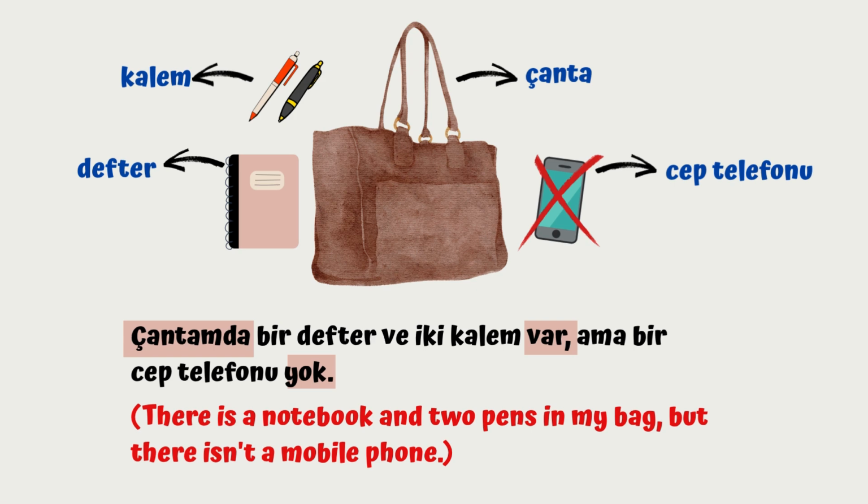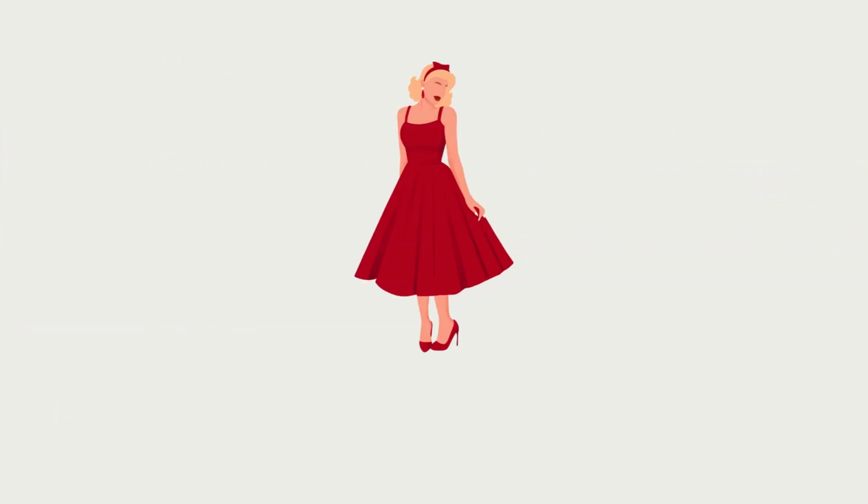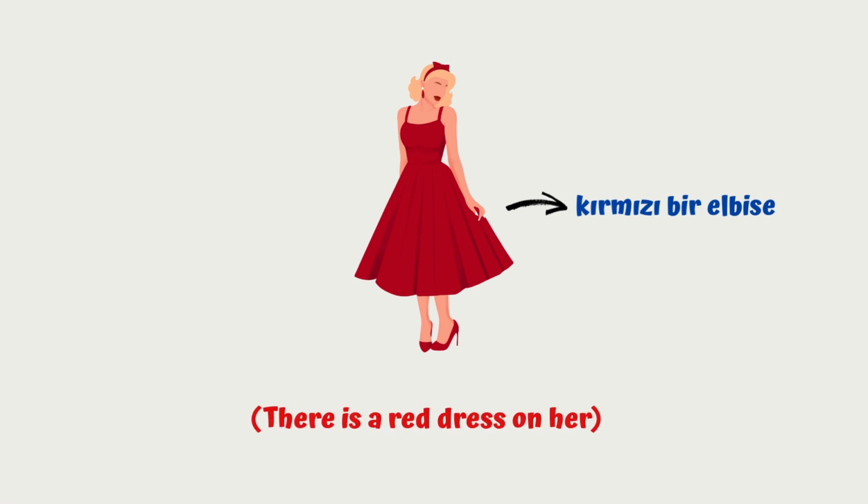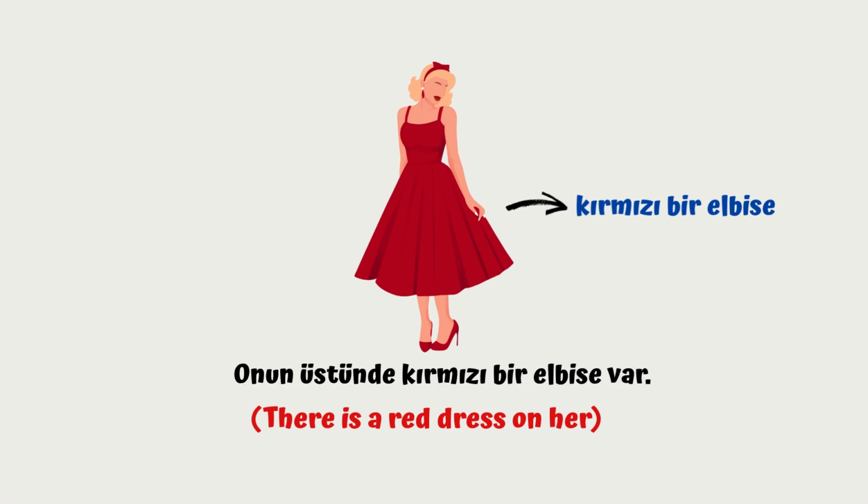Let's take a look at another context that we studied var and yok. Okay, we have this woman and she's wearing a kırmızı bir elbise. Okay, this is what we're gonna say. There is a red dress on her. And this is how we say it in Turkish. Onun üstünde kırmızı bir elbise var. Again, the sentence starts with a position and a place. In this case, it is onun üstünde, which means on her, and ends with var. And then in the middle, we have the item, kırmızı bir elbise.